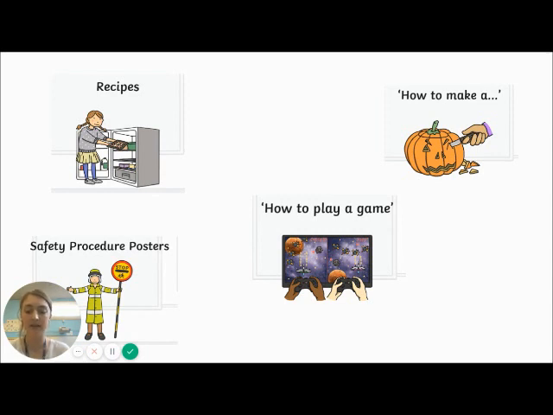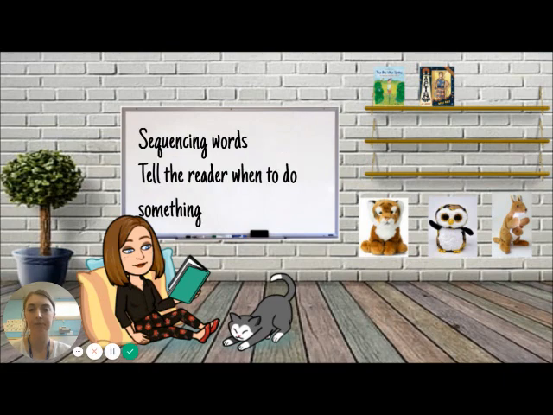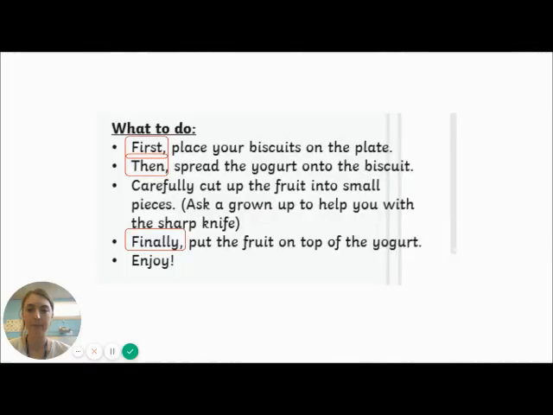You may have thought of some other ideas as well, but they're just a few times that we would need instructions. So there are certain words that we use in instructions to make them nice and clear for the person following them. The first are called sequencing words, and these are words that tell the reader when to do something, so that they know exactly when to do that step.